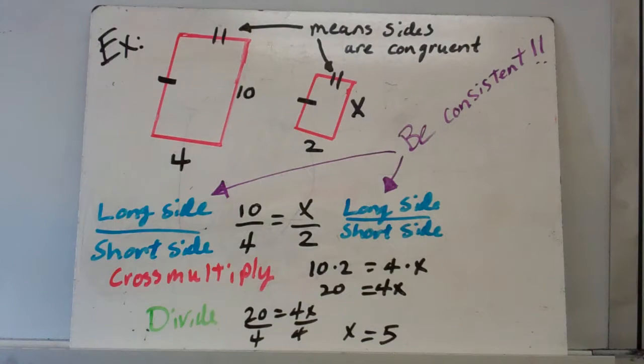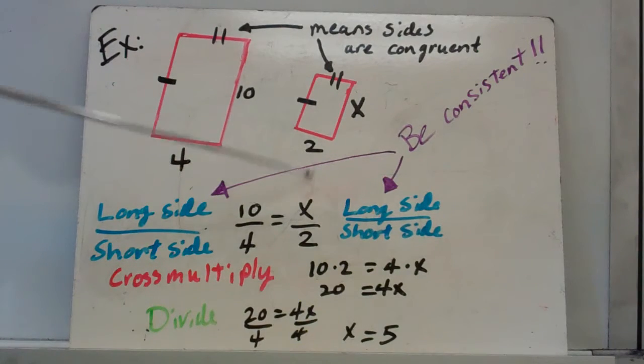So what we are going to do is set up a proportion to figure out our missing side length. And when we do this, we need to be consistent, and I'm going to stress consistency throughout this video. So we are going to start off with our long side here. We're going to put that on top, and we're going to put our short side on the bottom. This is a proportion for our larger figure. And then on this side, we're going to do the same thing.